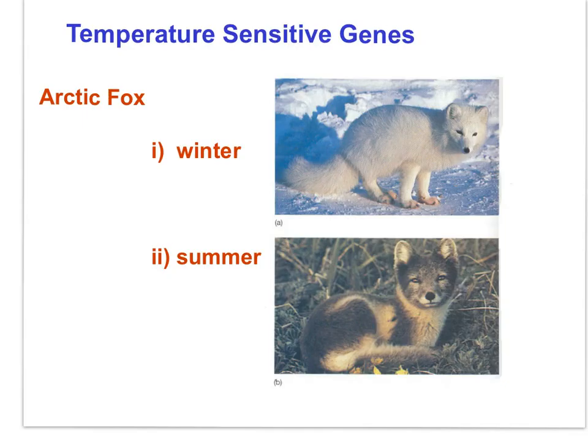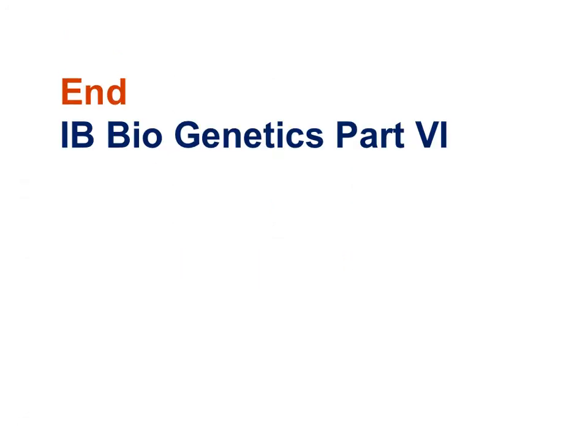As a last note, and it might be of interest to you, we do have genes in the world that are temperature sensitive, allowing for animals to change color depending on the season. I'll leave the explanation for temperature-sensitive genes for you to research. You could add Siamese cats to your research. And that brings us to the end of IB Bio Genetics Part 6.